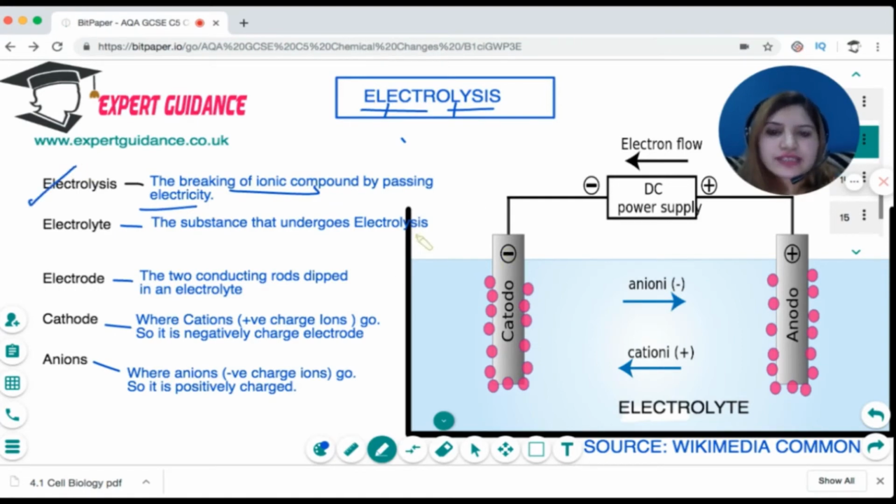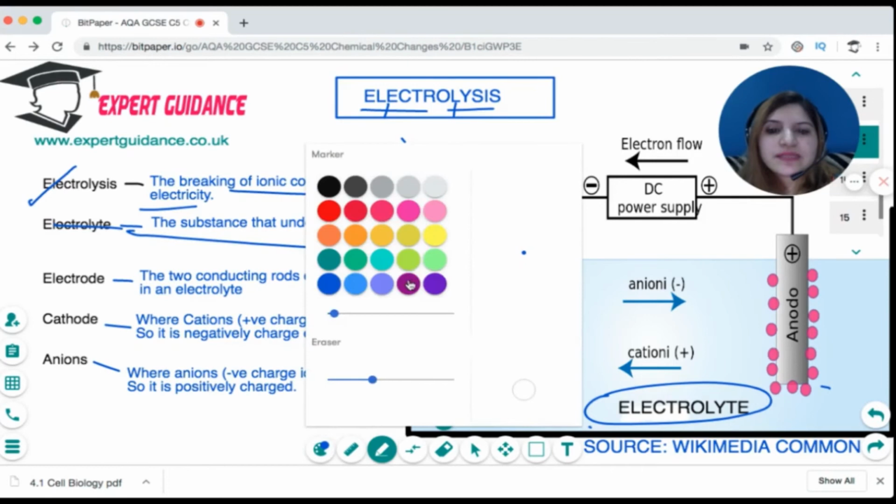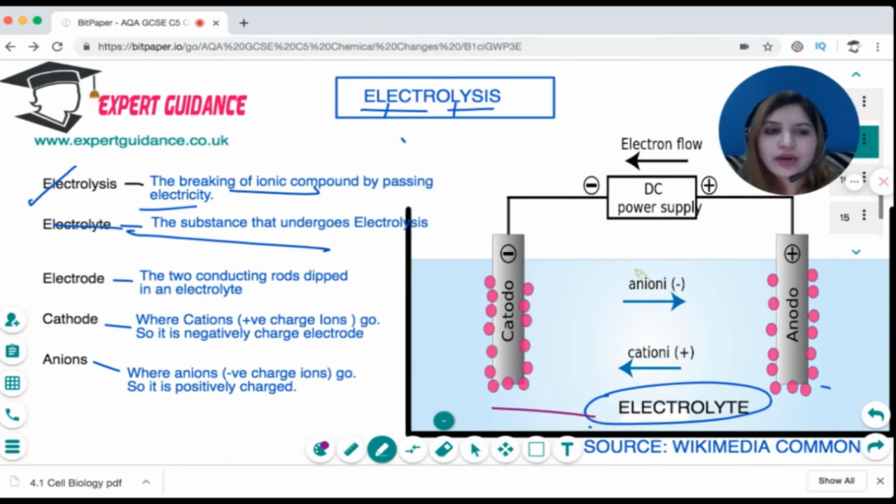Now, electrolysis setup is you take a container where you have an electrolyte. Electrolyte is a substance that undergoes electrolysis. When electricity is passed through it, it breaks into constituent ions, which will be either positive or negative. The positive will go towards the negative electrode. The negative electrode is the cathode, where cations or the positive charge ions go, and the anode is the positive electrode where the negative charge ions go. And these electrodes are two conducting rods.